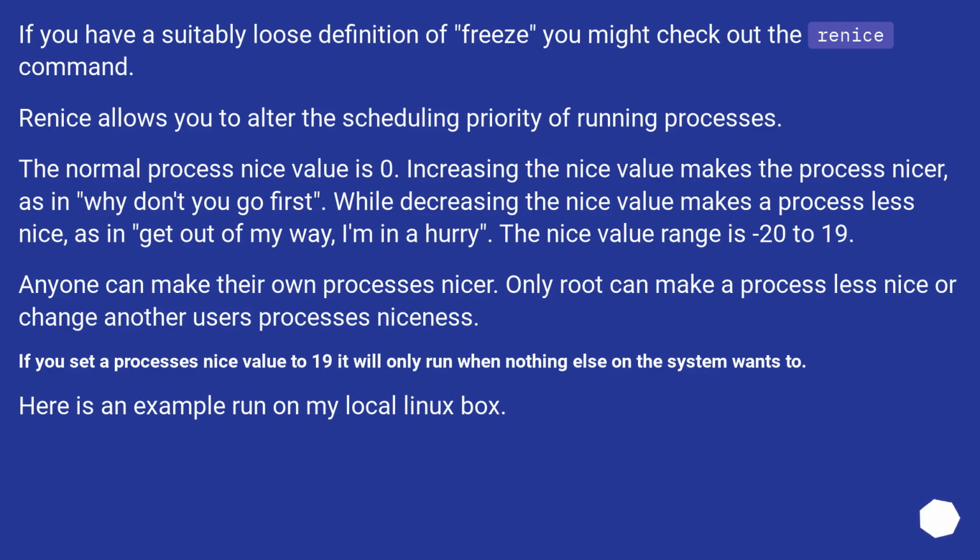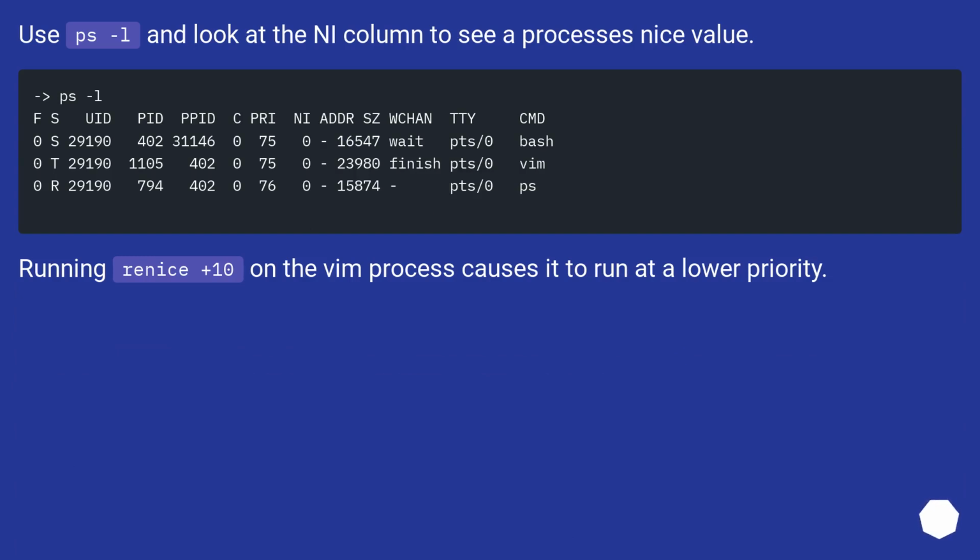Anyone can make their own processes nicer. Only root can make a process less nice or change another user's process's niceness. If you set a process's nice value to 19, it will only run when nothing else on the system wants to. Here is an example run on my local Linux box. Use ps -l and look at the NI column to see a process's nice value. Running renice +10 on the Vim process causes it to run at a lower priority.